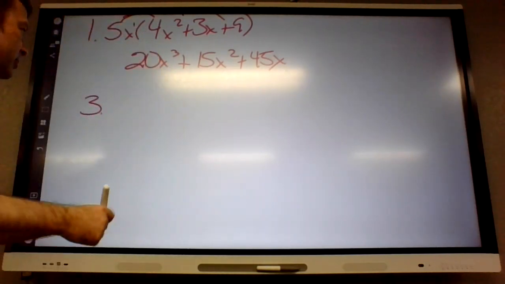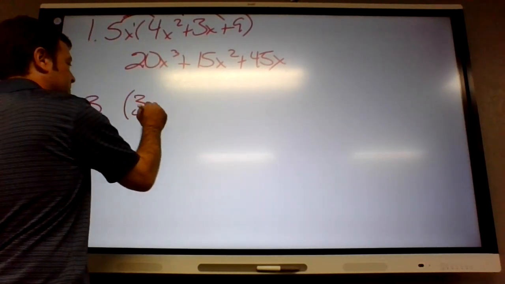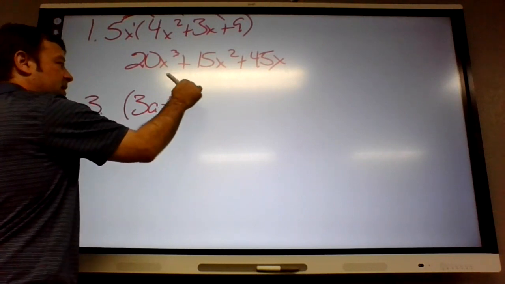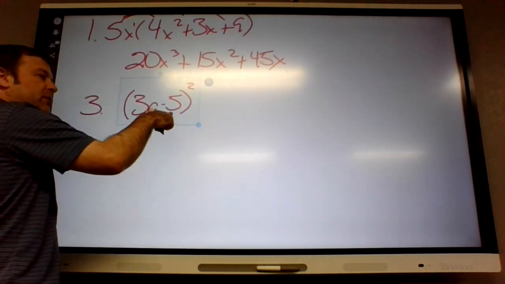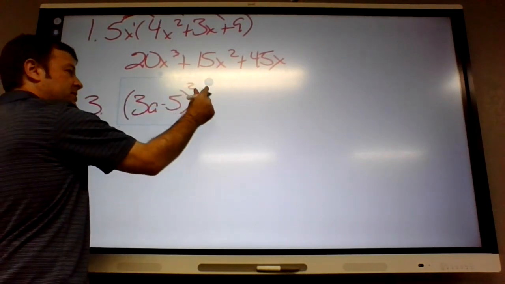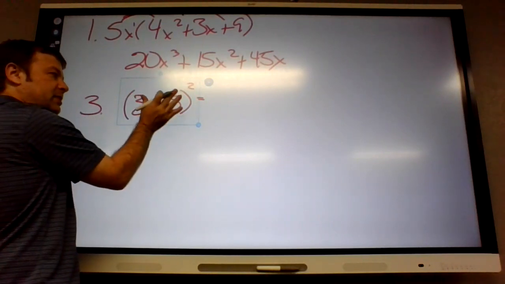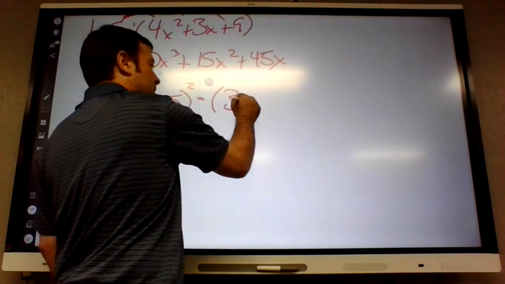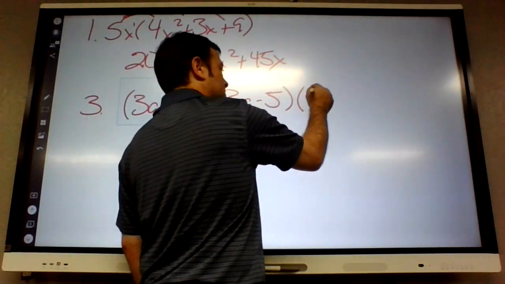Anya, do you know what kind of problem number 3 is? Foil. It is a FOIL problem. You can't just square the 3a and square the minus 5. That would be wrong. Because it's all of it times all of it. All of it times itself. So it's actually a FOIL problem.